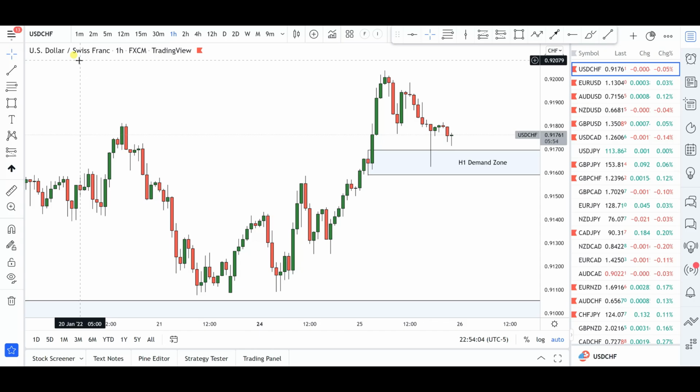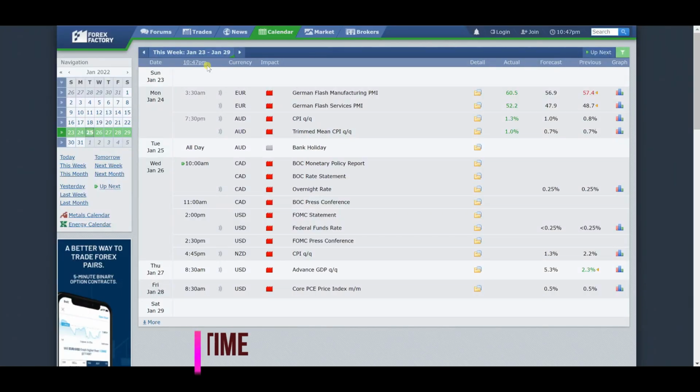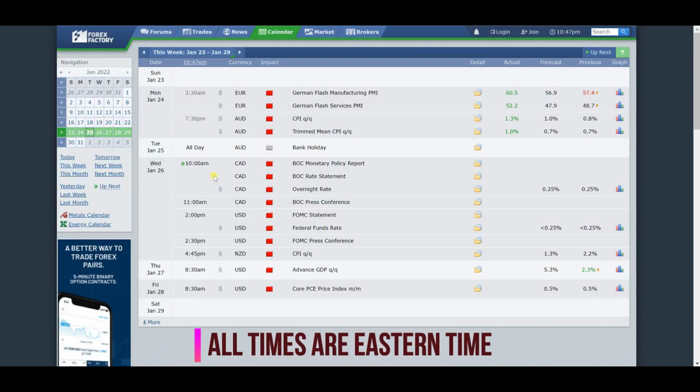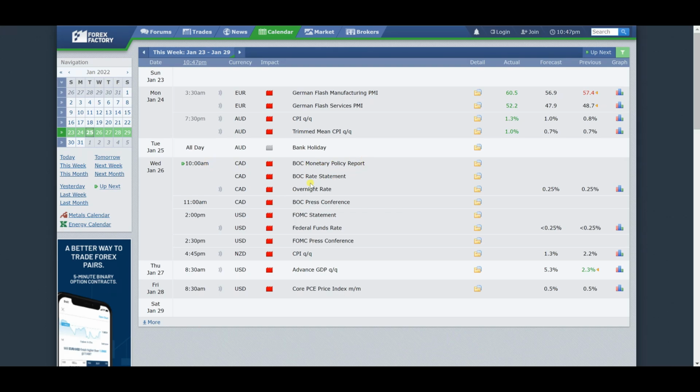Now, first of all, I would like to take a look at the economic calendar to see what we have in stock. Tomorrow, Wednesday morning, you can see that we have significant fundamentals scheduled on the calendar: interest rates from the Canadian side and also interest rates from the United States side. Just make sure that you're paying attention to these fundamentals.